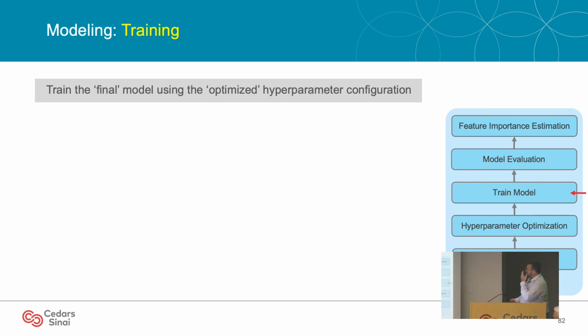And then training. So now we've picked our best hyperparameters, and we've done so on our holdout validation set. But now we're going to go back to our full training chunk, and we're going to train our final model using the best hyperparameters that we've picked. And this is pretty straightforward.